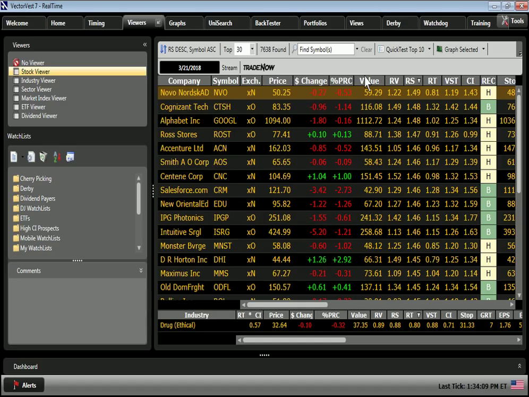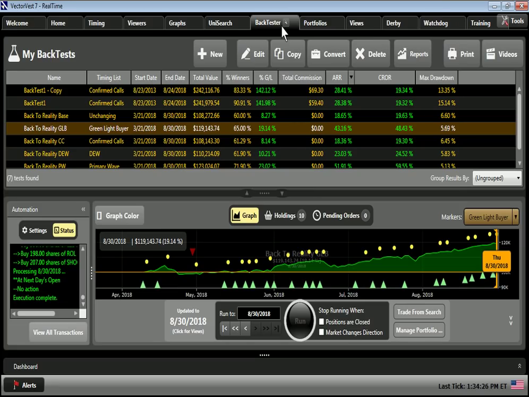Now, let's put this in a sense of reality. What if you had everything at your fingertips to put something in place that was automated during this time so you wouldn't have had to worry about anything? Well, let's talk about that. I'm going to go to the back tester. And from the back tester, I created several different back tests. I started with Back to Reality, a base test. I'm going to click on that.